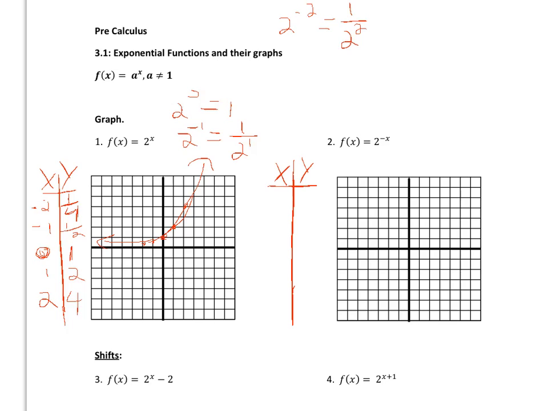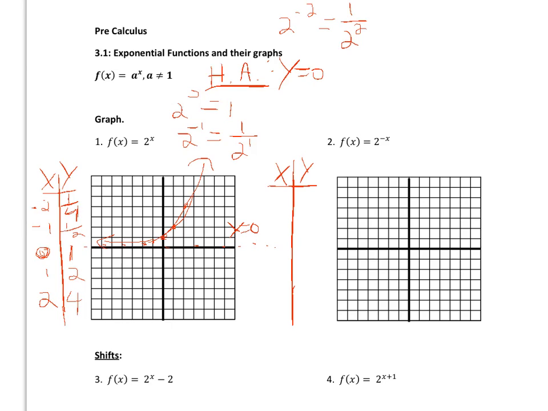So what actually happens is you're going to get numbers that approach 0, but they never hit 0. You actually get an HA, a horizontal asymptote. So I'm going to put this right here. And the HA here is Y equals 0. So let's put this. HA is Y equals 0. Okay, let's do the next one.